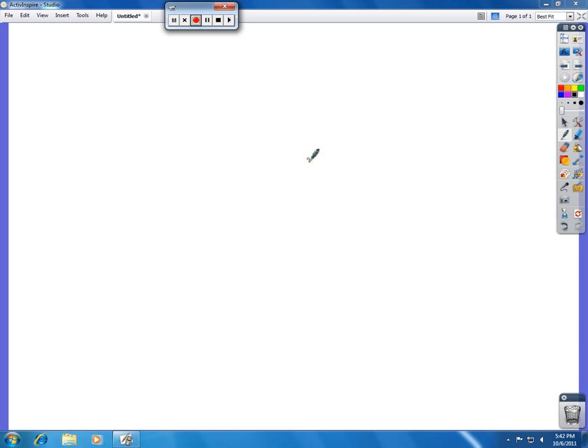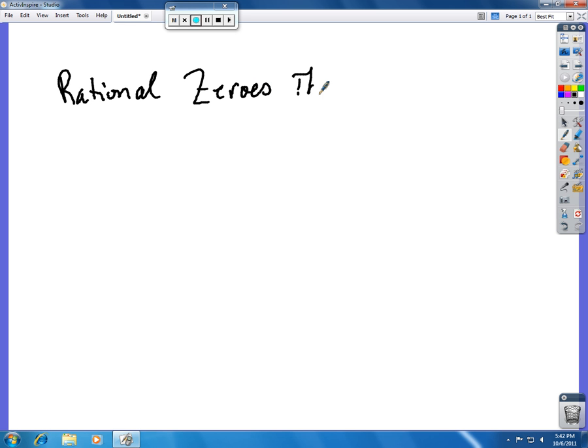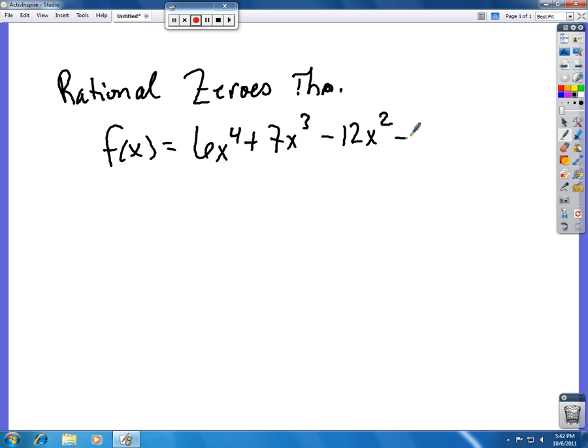Okay, continuing on with 3.3, the rational zeros theorem. What this is going to tell us is that we have some polynomial, and I'm going to use the one on page 333 for the example: 6x to the fourth plus 7x to the third minus 12x squared minus 3x plus 2.